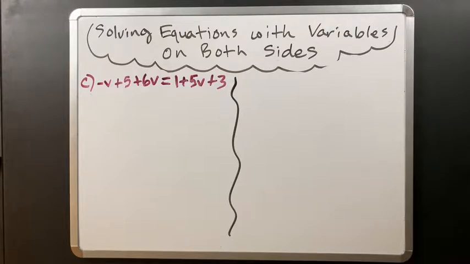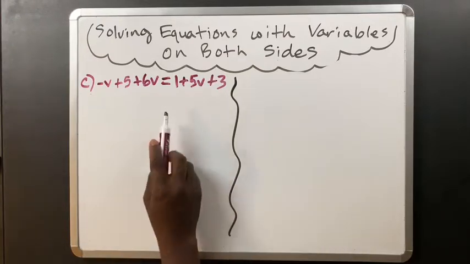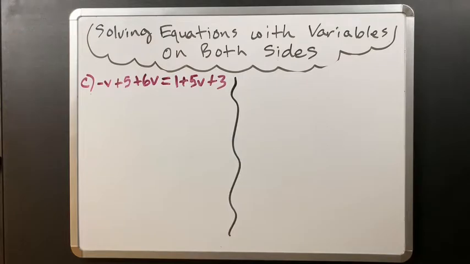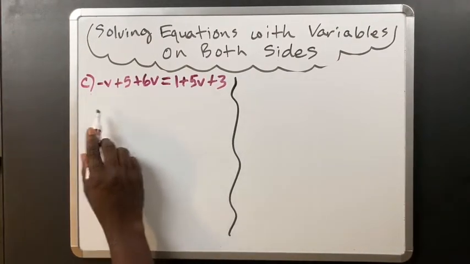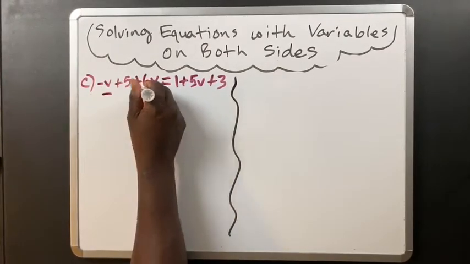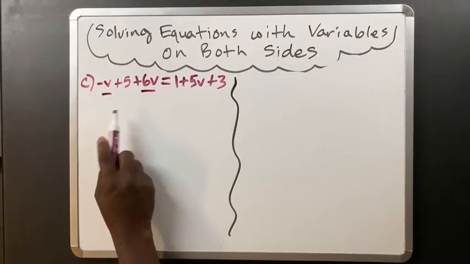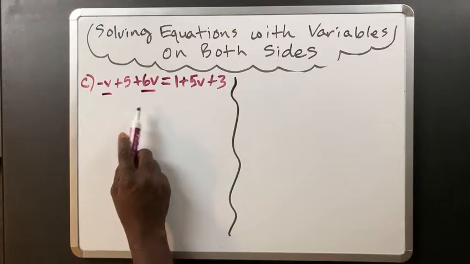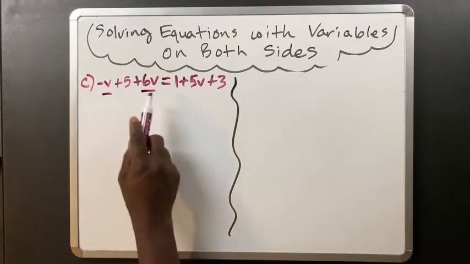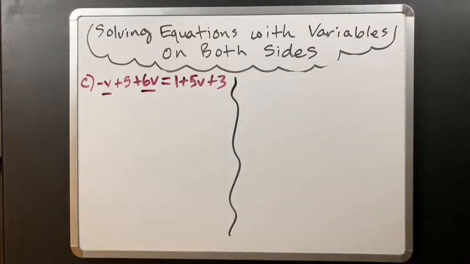So first thing we want to do, we notice on the left side, we have a negative v plus 5 plus 6 times v equals 1 plus 5 times v plus 3. In this case, I noticed that we have like terms. Terms are separated by addition and subtraction. So I'm going to underline my like terms here. They're like terms because they have the same variable and the highest exponent is the same. The highest exponent of the variable is 1 for both of these terms.